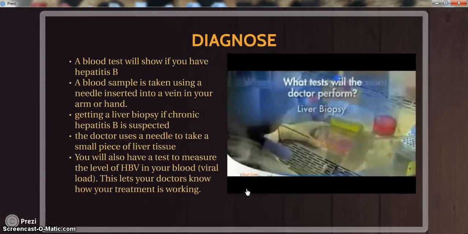To diagnose this disease, we take a blood test which shows if you have it. A blood sample is taken using a needle inserted into a vein in your arm or hand. Getting a liver biopsy if chronic hepatitis B is suspected. The doctor uses a needle to take a small piece of the liver tissue. You will also have a test to measure the level of HBV in your blood. This test lets your doctors know how your treatment is working.